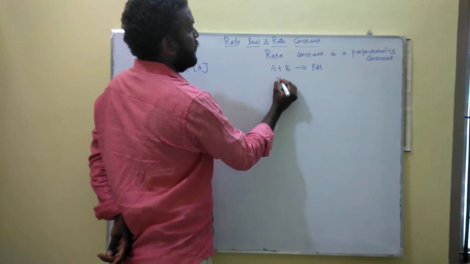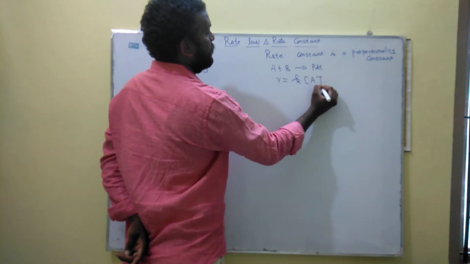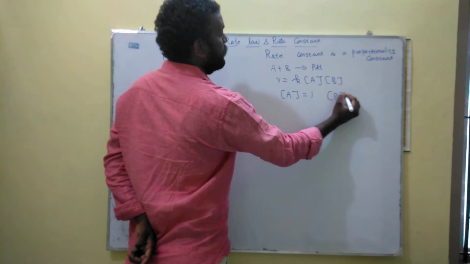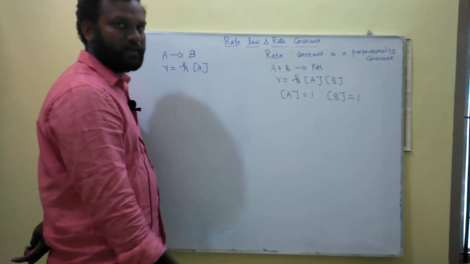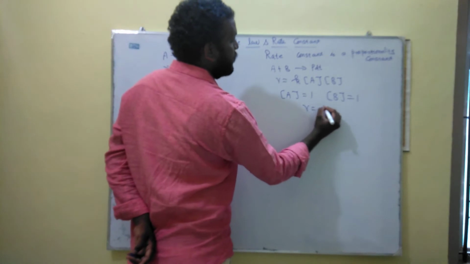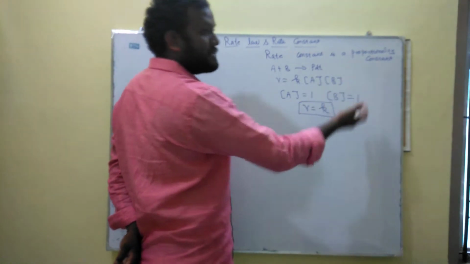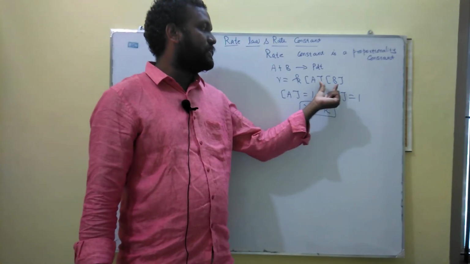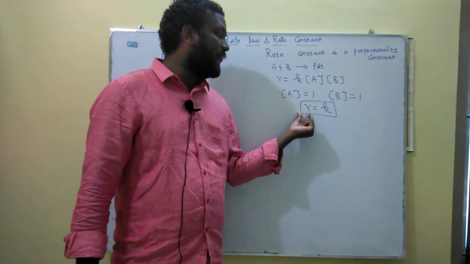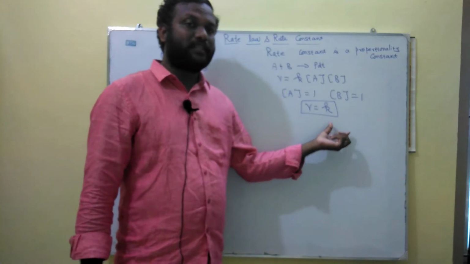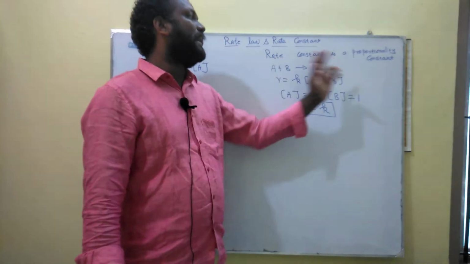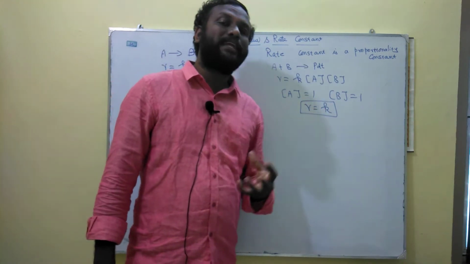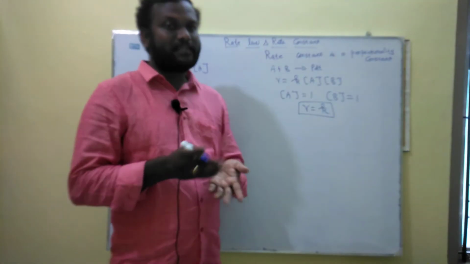For this reaction, rate is nothing but K into the concentration of A and the concentration of B. If all the concentration terms are unity, concentration of A is equal to 1, concentration of B is equal to 1, then R is equal to K. Rate of the reaction is equal to the rate constant of the reaction. So in a rate law expression, when all the concentration terms become unity, the rate of the reaction is equal to the rate constant. This is the definition of rate constant also. Rate constant is nothing but a proportionality constant. When all the concentration terms become unity in a rate law, then the rate of the reaction is the rate constant.